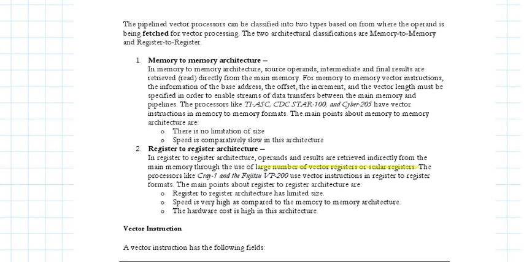But in case of register to register architecture, it has limited size because you cannot bunch up infinite number of registers into your processor. Speed is going to be very high compared to memory architecture. And last but not the least, the hardware cost is going to be high in this architecture because the processor is going to be a little complicated.